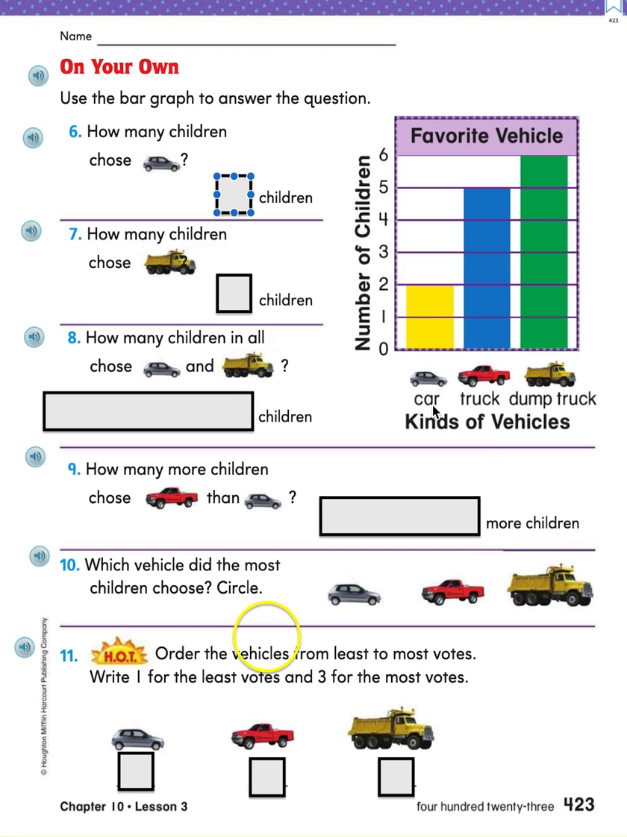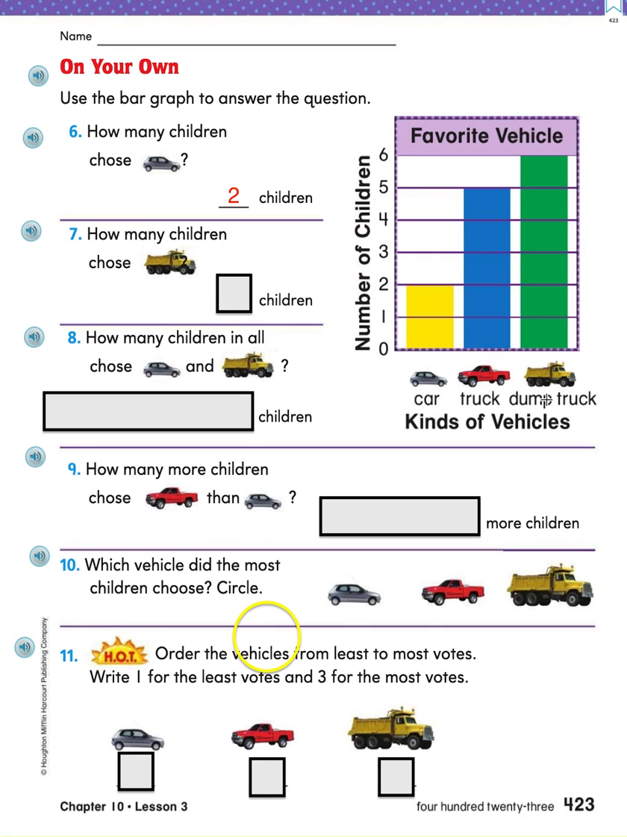If we can go to cars down at the bottom, and then we're going to go all the way up until it stops, and then go over to find our number, which is the number 2, which means 2 children chose cars. Number 7, how many children chose dump trucks? Okay, pause the video to write in your answer.